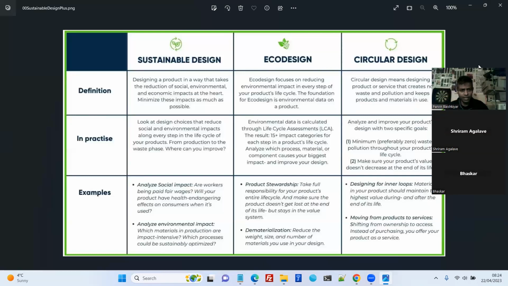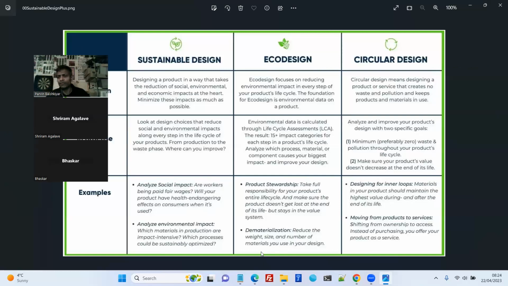I'll go through it quickly. Look at the design choice, reduce the social and environmental impact. We'll cover them in more detail in further slides. Analyze social impact: are workers being paid fair wages? Will your product have a health-endangering effect on consumers? So we basically do everything in this. And eco design we have covered a lot. Circular design, zero waste, designing in a loop, like material in your product.